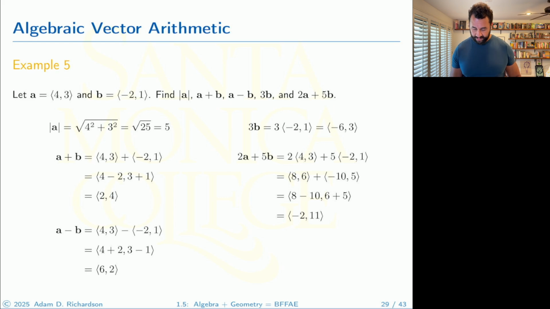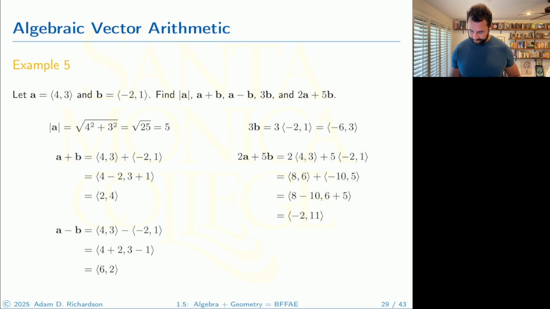That's it. Now, the last part here is just putting all of it together. You can do all of this stuff, right? So I'm going to scale A by 2, scale B by 5, and then add the results. So this will give me 8, 6, -10, 5. Now I'm going to add those results component-wise. 8 minus 10, 6 plus 5, -2, 11. Boom, that's the vector.